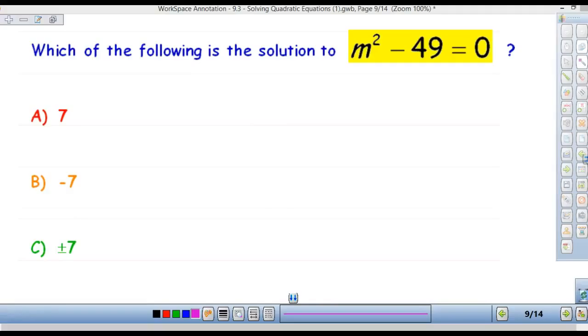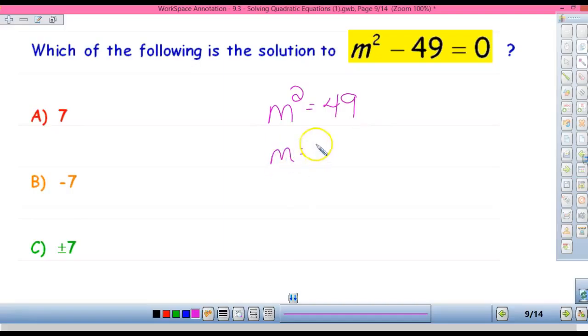All right, so we get m squared equals, who? 49, because we got to move that guy over, so he becomes positive. So we get m equals 7 and m equals negative 7. Which one has the correct notation? C. It means both positive and negative 7.